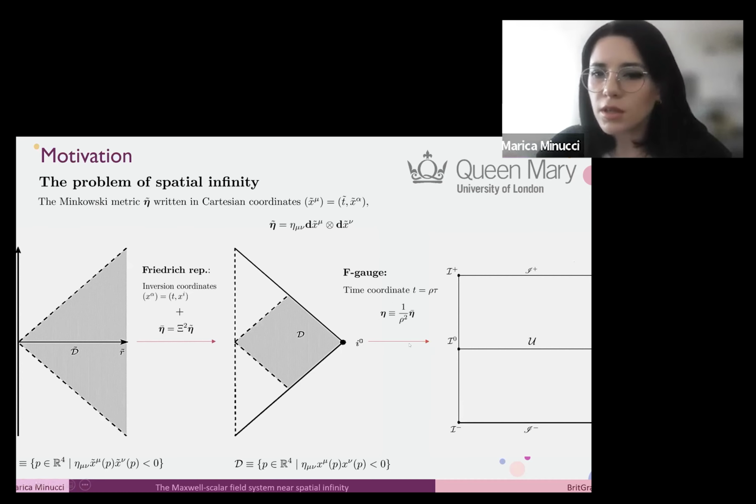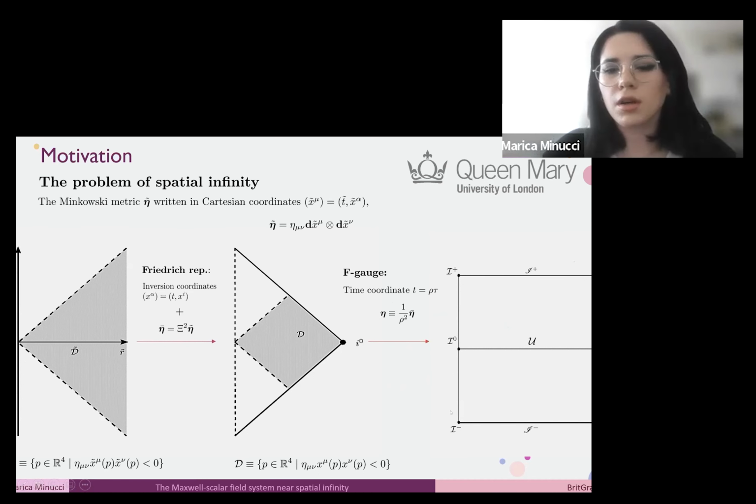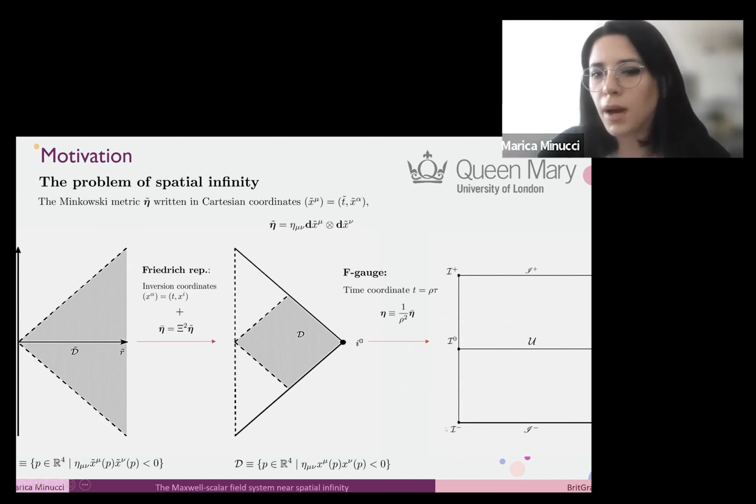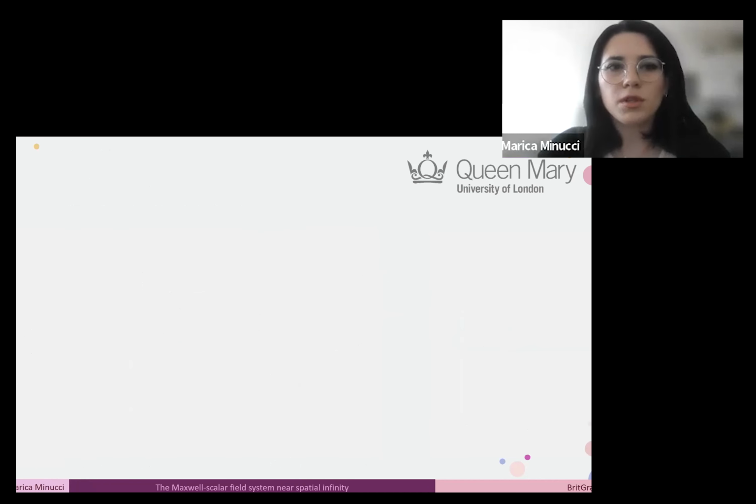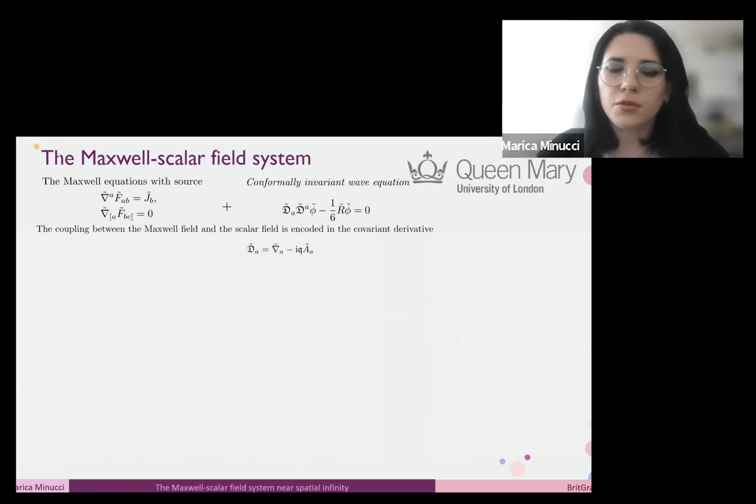On the right-hand side of this page, you can see the structure here, which corresponds to a longitudinal slice of the cylinder. You can see I plus and minus that correspond to the critical sets where the cylinder meets future and past null infinity, and I zero, which is the point where the cylinder meets the initial hypersurface. In this setting, we introduced our system, the Maxwell-scalar field.